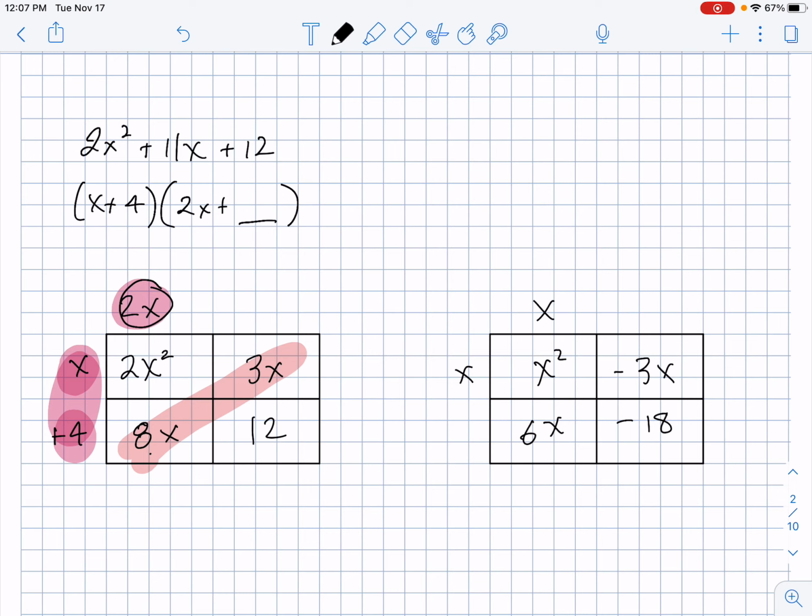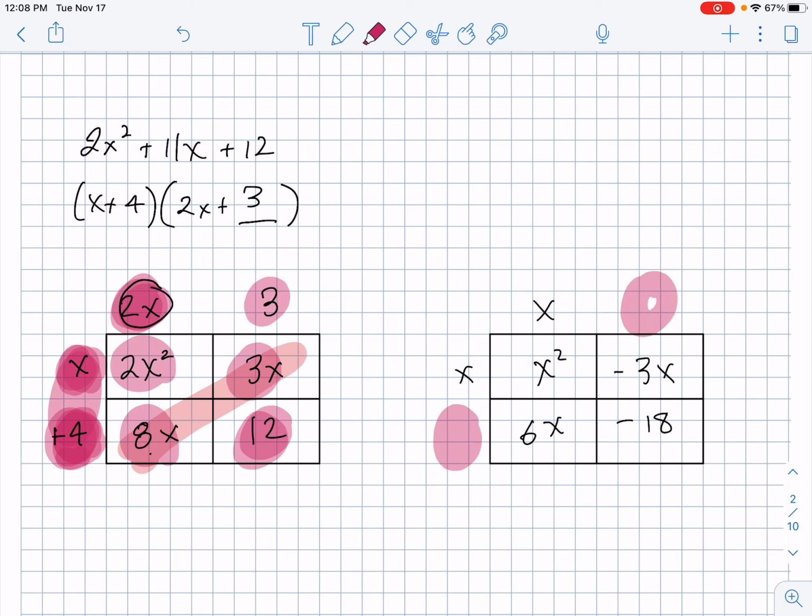Well, we know that x times 2x is 2x squared. We know that 4 times 2x is 8x. We know that 4 times some number equals 12. Well, that's got to be 3, right? And we also know that 3 times x equals 3x. So 3 should go here.